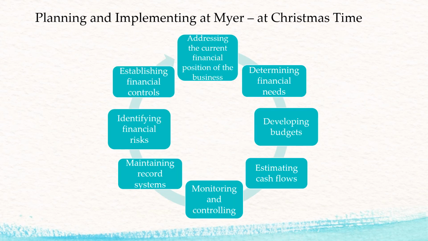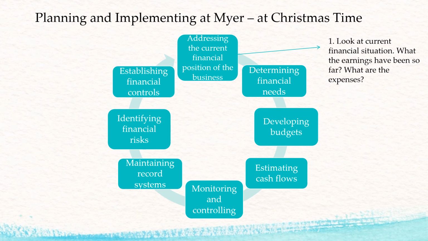If we are looking at Myer, specifically at Christmas time, Christmas time is a really big time for department stores. So let's look at the planning and implementation that goes through Myer just before or in anticipation of Christmas time. So this is the diagram that we looked at before in terms of the different processes in planning and implementation. Firstly, Myer looks at their current financial situation. What are their earnings so far? What are their expenses that they've had? What are their expenses that are coming up?